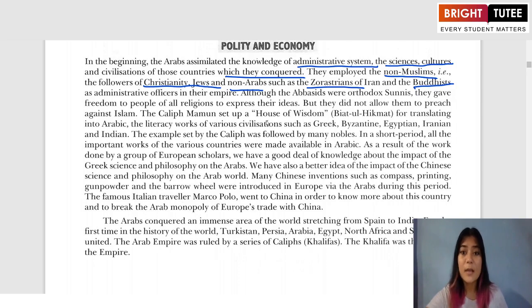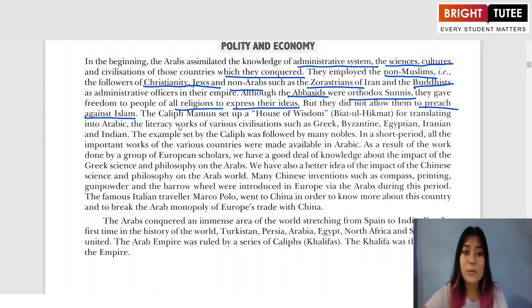Although the Abbasids, one of the dynasties in Arabia, which you'll learn about later, were Orthodox Sunnis, belonging to one sect of the Islamic faith, they gave freedom to people who belonged to other religions to express their ideas and to practice their religious faiths. But what they did not allow was to preach against Islam. Otherwise, they were free to practice their own respective religions.